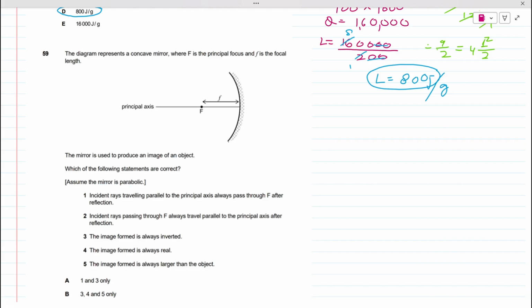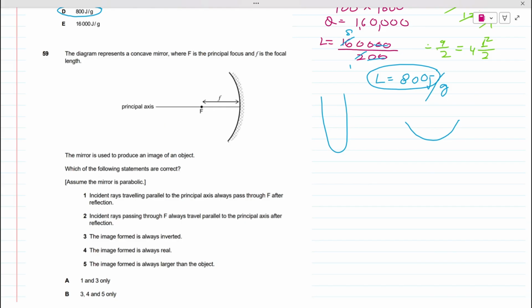So assume the mirror is a parabola. Parabola means this shape, right? I told you about hyperbola. Hyperbola was the graph of the equation which is this, right? This is parabola. So this mirror is basically a parabola, which is concave. So if we read the first option: incident ray traveling parallel to the principal axis always passes through focus after reflection.